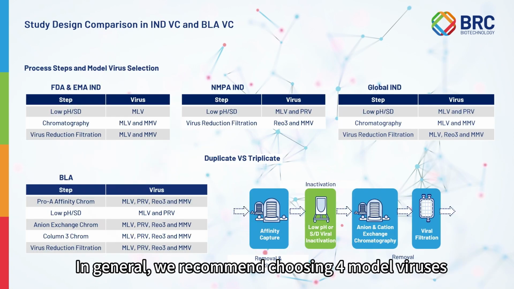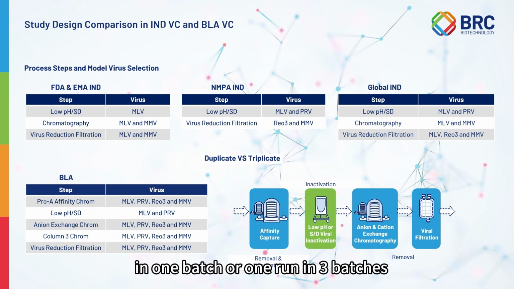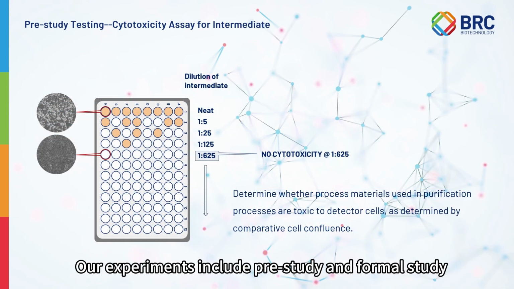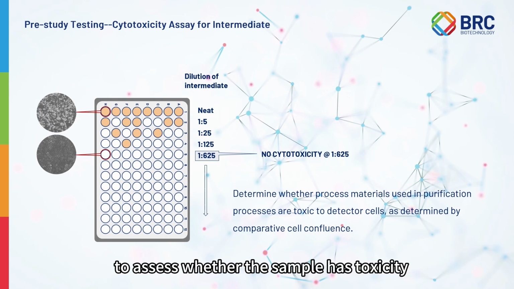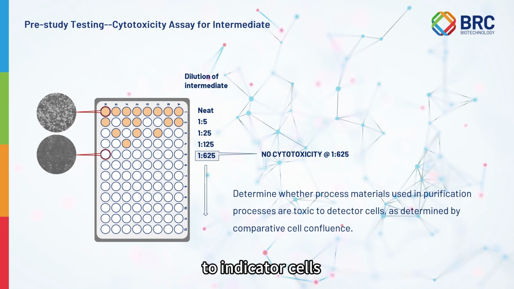In general, we recommend choosing 4 model viruses and doing 2 rounds in 1 batch or 1 round in 3 batches. Our experiments include pre-study and formal study. The pre-study includes 2 parts. First is the cytotoxicity test to assess whether the sample has toxicity to indicator cells.